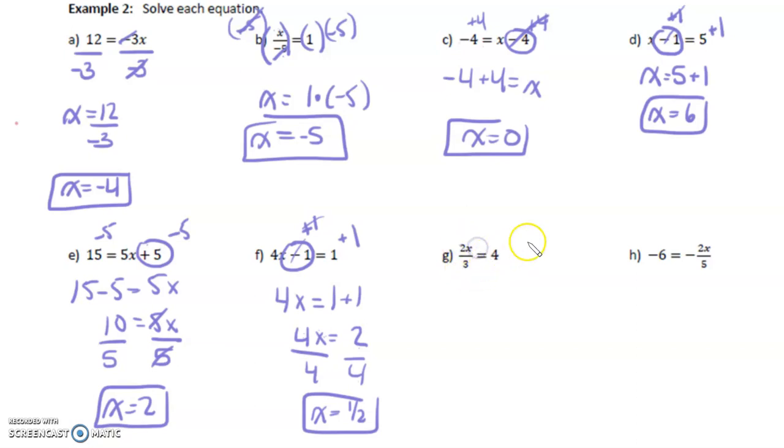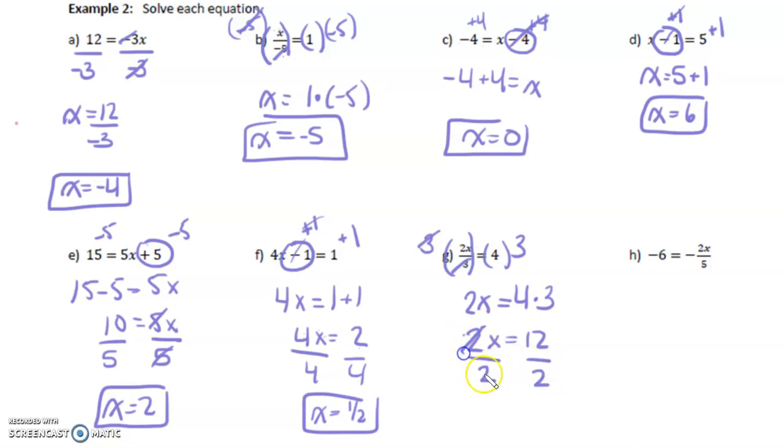Okay, 2x over 3 equals 4. So let's do the divided by 3 first. So the opposite of division is multiplication. So we're going to multiply both sides by 3. Those cancel out, and we're left with 2x equals 4 times 3, which is 12. Okay, now 2 times x, we're going to actually divide it this time. Opposite of multiplication is division. So I get x equals 6.